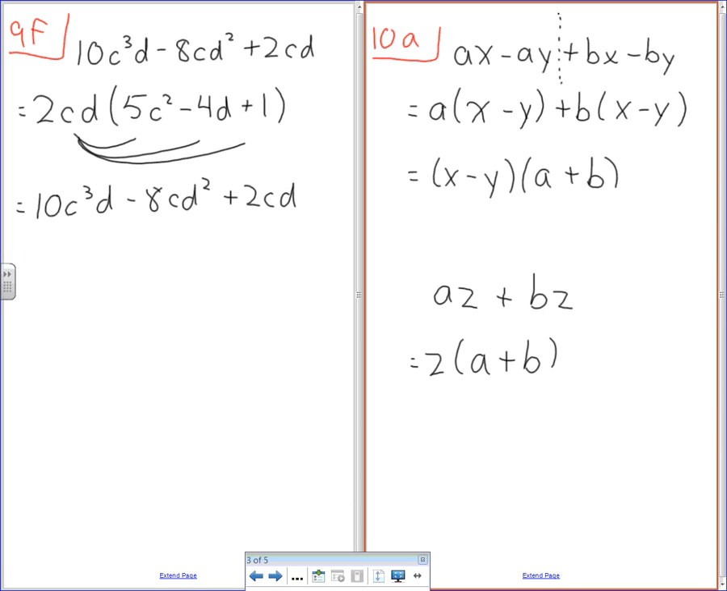Well, that's all we did here, right? Except instead of having a z, we had an x minus y. So you took them both out to the front, and the leftover part was a plus b. So we did the same thing that we did here, but there just happens to be brackets.